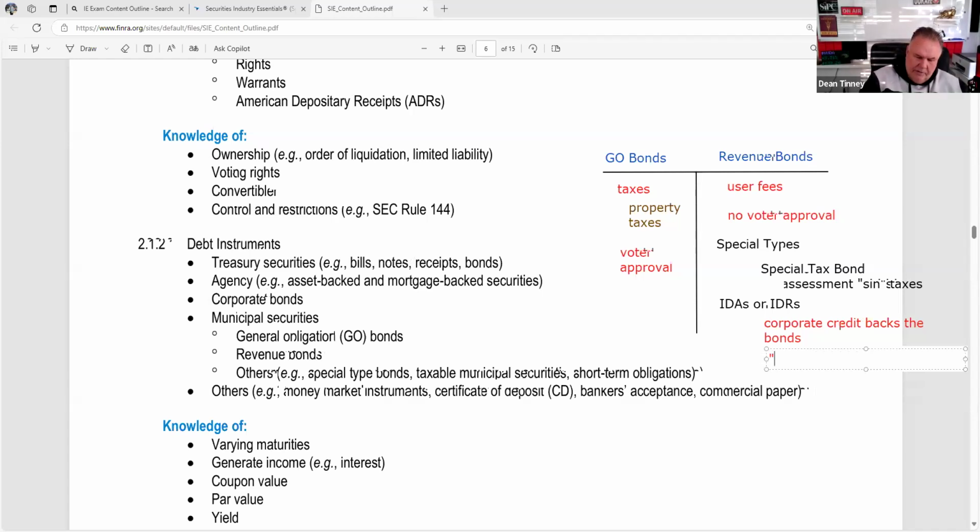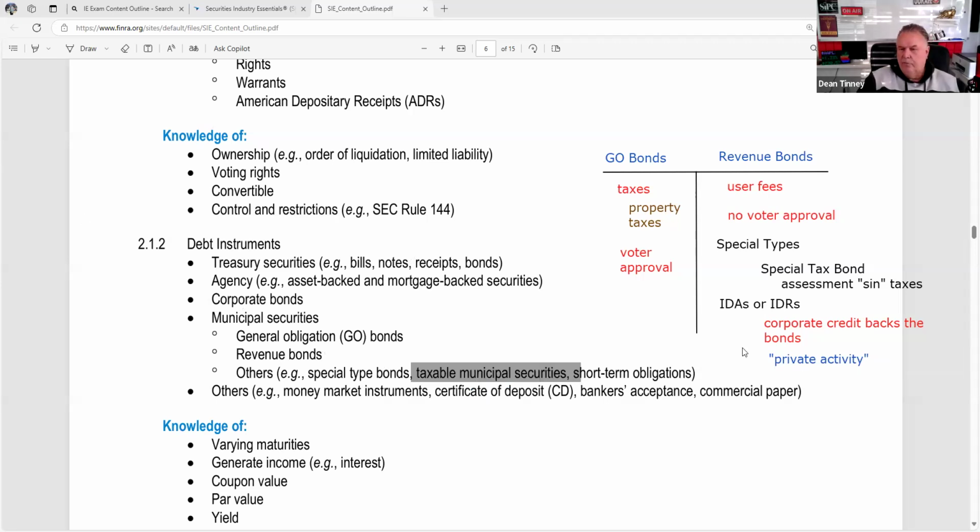Now, this is what the IRS calls what we're doing here. The IRS calls this bond a private activity bond, because the major beneficiary of the bond is not the city, but rather the corporation. And that means this bond, test question, may be taxable. Private activity bonds, IDRs, IDAs may be taxable.